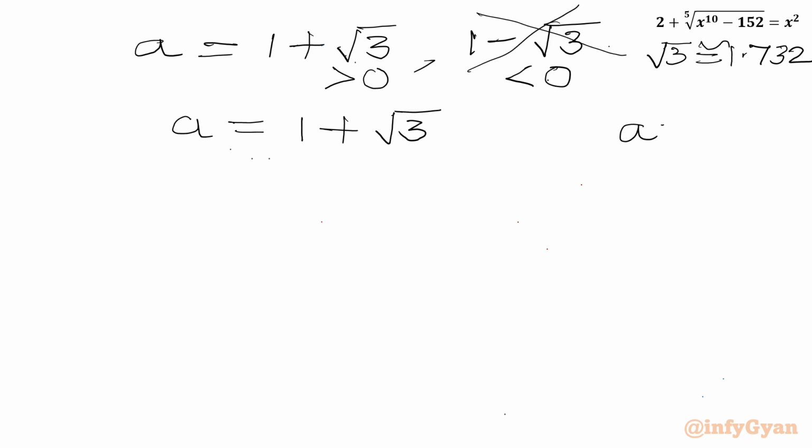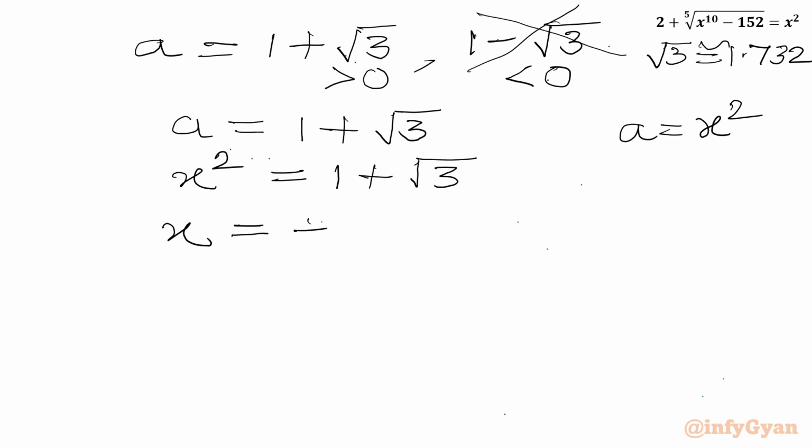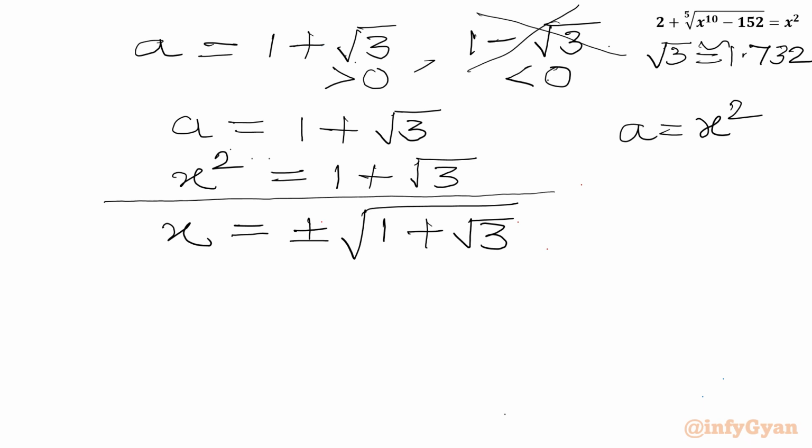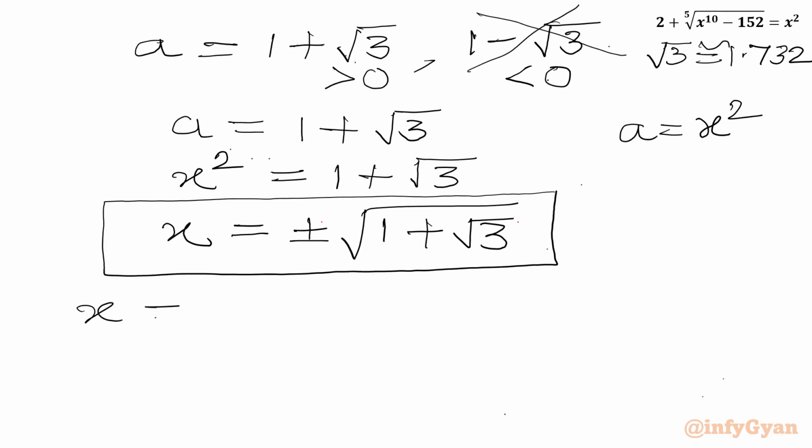Now A was our substitution. X square was A. So in place of A, we will write x square equal to 1 plus the square root 3. Now we will take the square root on both sides. We will get x equal to plus minus the square root of 1 plus square root 3. So we have overall two real solutions. If I split, I will write square root of 1 plus root 3 and minus of square root of 1 plus root 3.